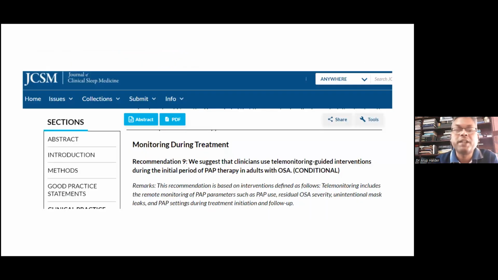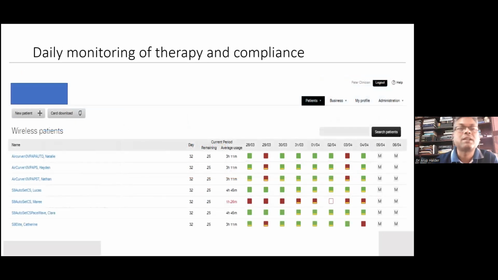And based on these recommendations, the American Academy of Sleep Medicine also recommended use of these telemonitoring-based devices, at least during the initial part of the CPAP initiation, because that will increase the compliance and that can actually improve the future compliance also, and can reduce the termination rate and improve the CPAP use in our patients. This is how we do the telemonitoring. You have access to the whole data from your computer anywhere in the world.